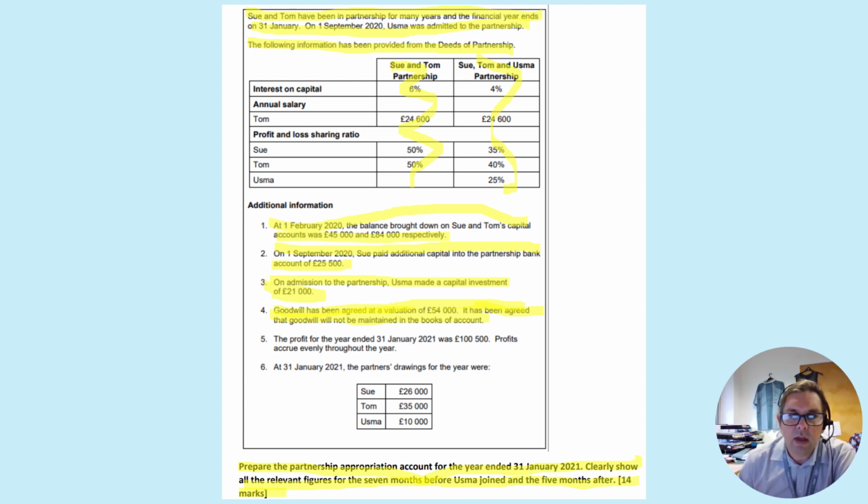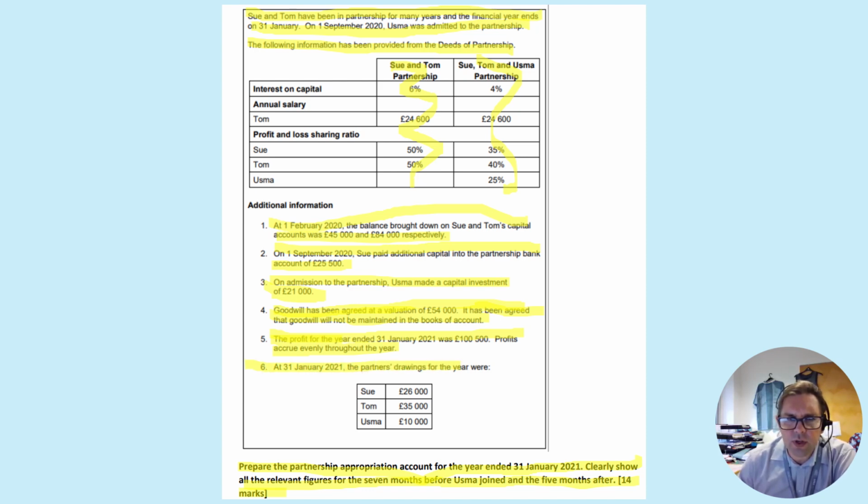year. Point 5 tells us that profit was £100,500 and profits accrue evenly. What that means is you're going to need to work out the profit for the first 7 months as a 7-12 split, so divided by 12 times 7, and then for the second part you can do the same, but obviously multiply it by 5 instead of 7.